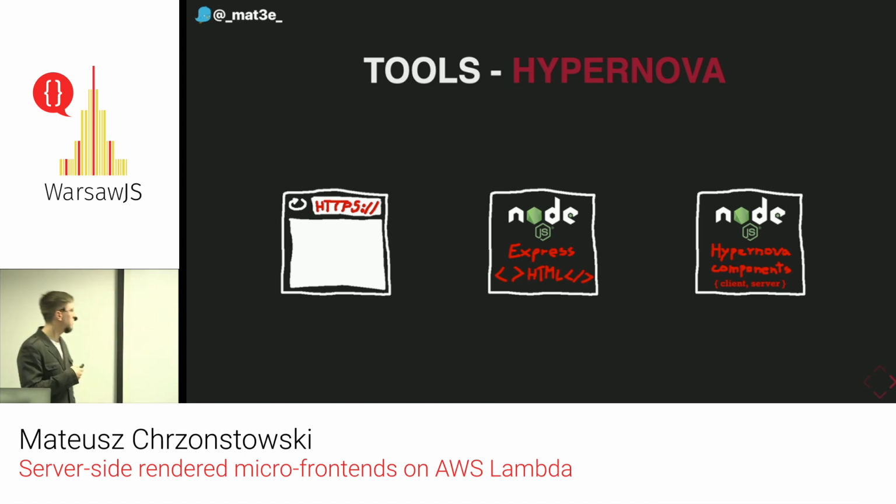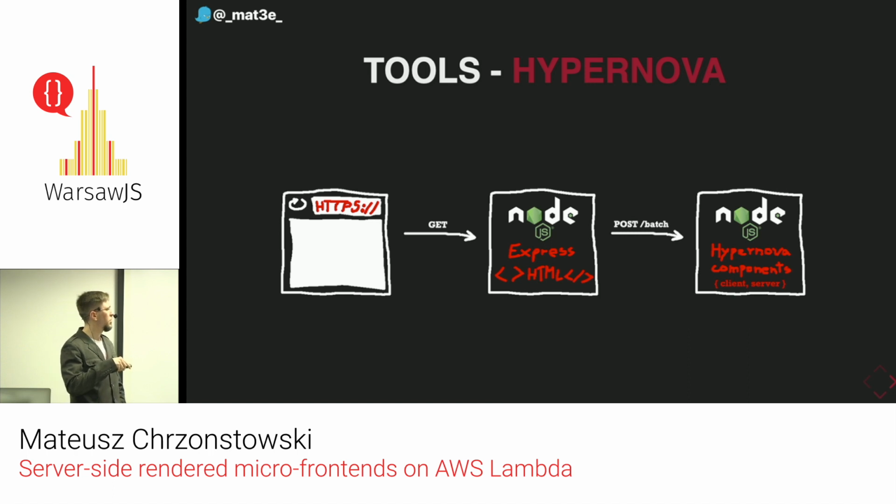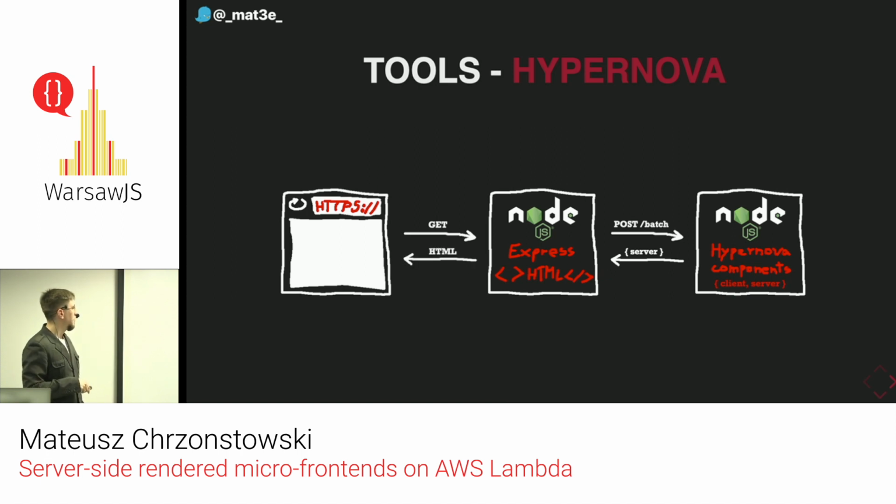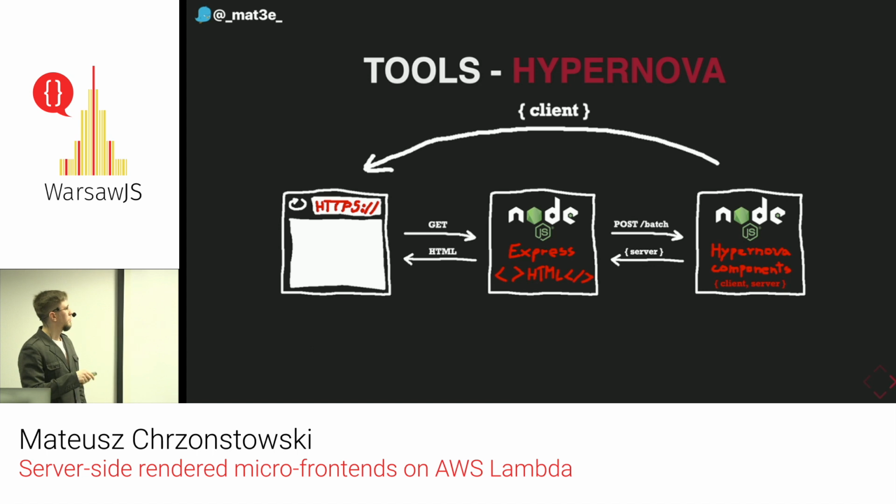And the flow is as follows. From our browser, we are executing a get request, and then this Express should execute a post request to the special endpoint, which is batch. Within the request body, we are sending all the components by their names we want to server-side render, and we are also sending initial parameters, properties for the components. Then the server responds. All the components are rendered with this server abstraction API, and then everything is returned. Also, the browser is taking from Hypernova the client part for hydrating.